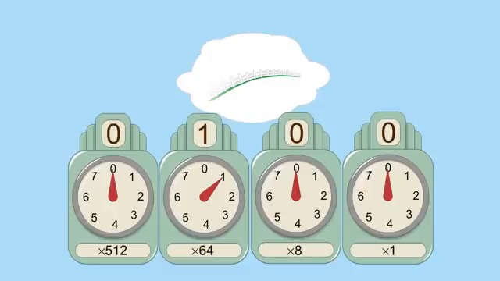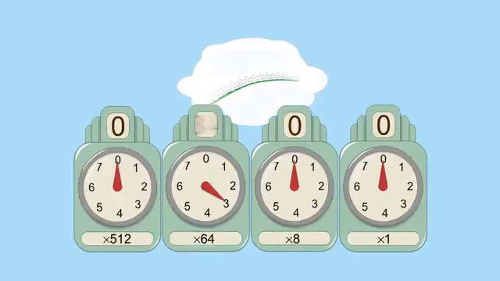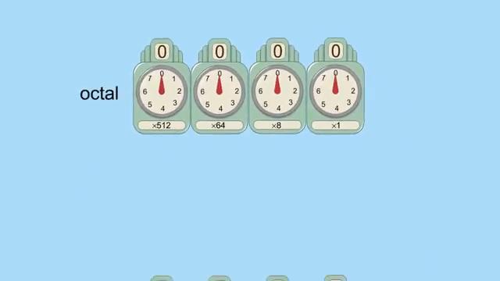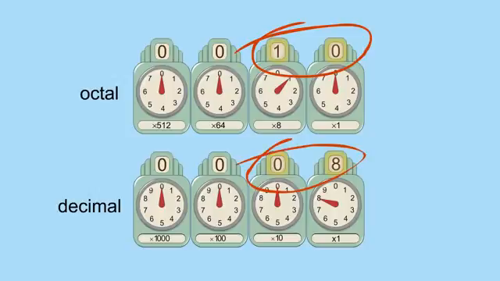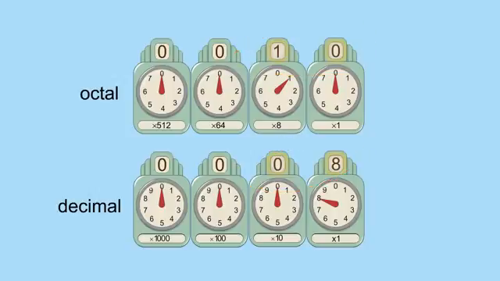Each column multiplier is 8 times the previous one. Every number which can be written in decimal can also be written in octal, although after counting to 7, the way the quantities are represented is completely different.